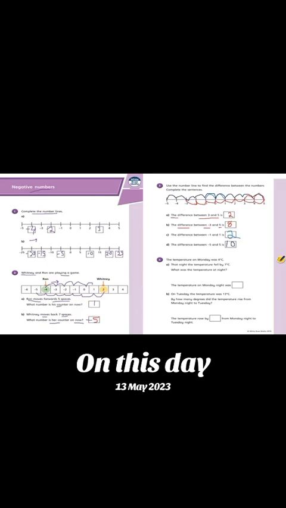Question number 4. The temperature on Monday was 4 degrees Celsius. That night, the temperature fell by 7 degrees Celsius. What was the temperature at night? It'd be 4 take away 7, which is -3. If you're not sure, you can use a number line to check your answers. 4 take away 7: 1, 2, 3, 4, 5, 6, 7, so it lands on -3. So the temperature on Monday night was -3 degrees Celsius.